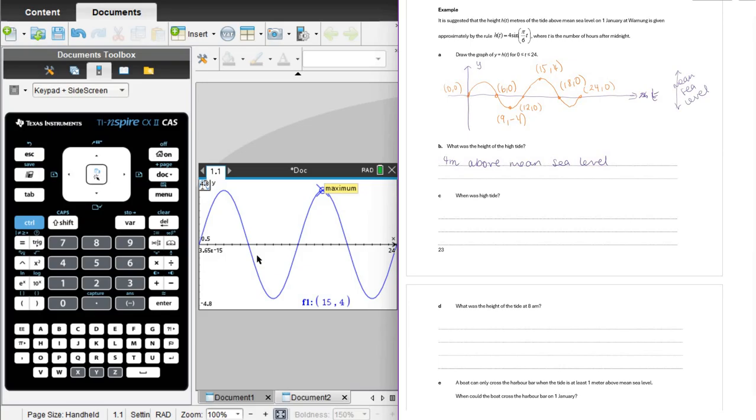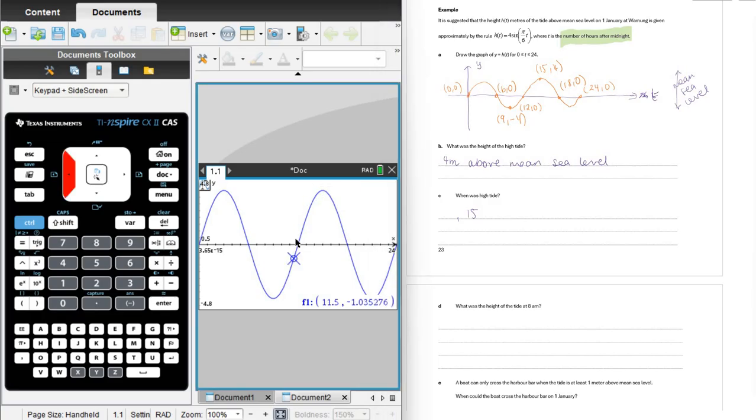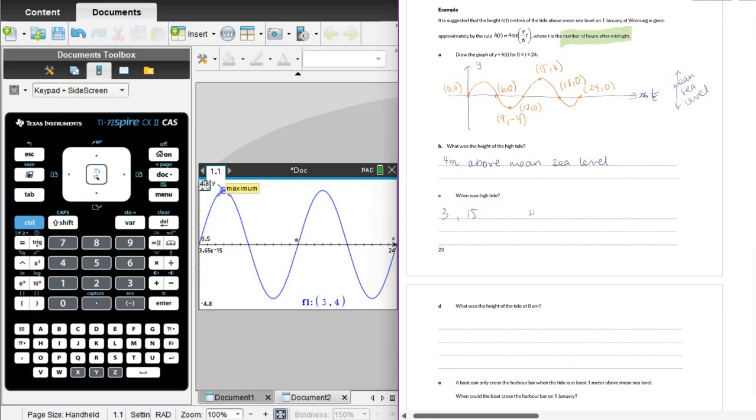Okay. Now it's asking you when high tide was. We're going to be looking for those 2 maximum points, and it's the number of hours after midnight. That's something key to take from your question there. So we know one of our points was at 15, and we can just do our graph trace all the way back up to our other maximum to get our 3. So high tide in this case was 3 hours after midnight, which is 3 a.m., and 15 hours after midnight, which was 3 p.m.